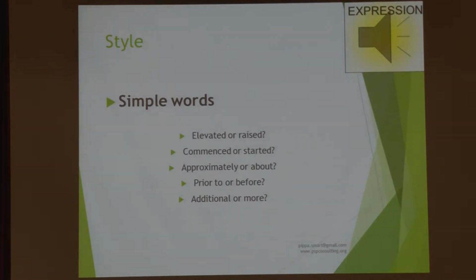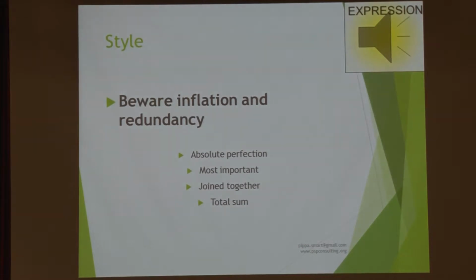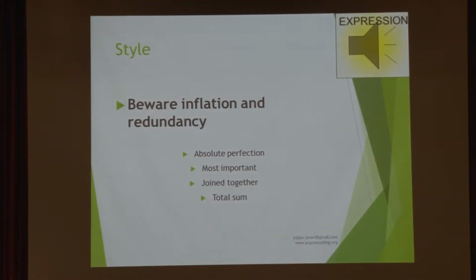Also, so prior or before, there's a few examples. Also beware of inflation and redundancy. So inflation is where you're saying, this is really brilliant. You don't need to say really brilliant. This is brilliant, but not really brilliant. Absolute perfection, most important. So again, this is where you can get rid of words, and it's coming back to trying to simplify what you're saying.